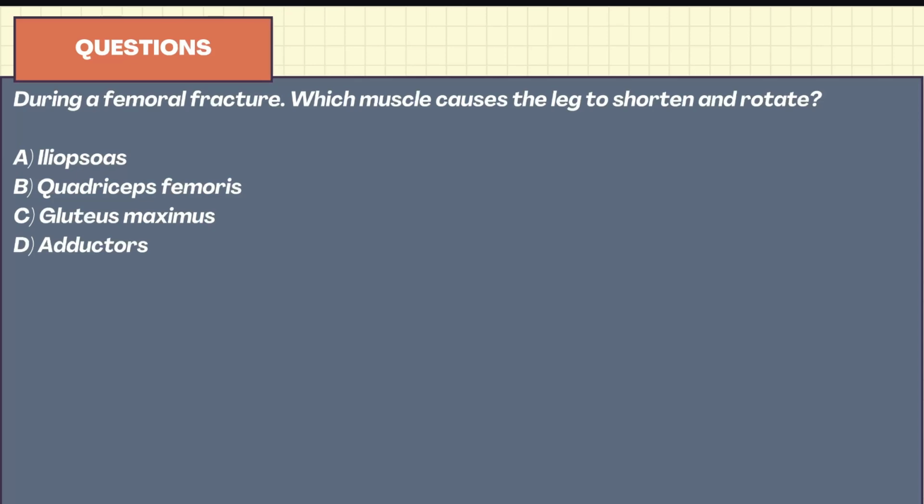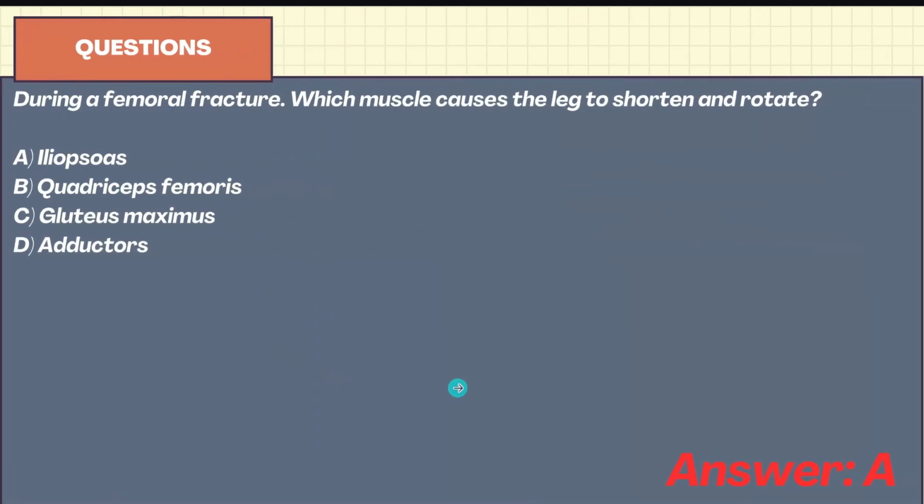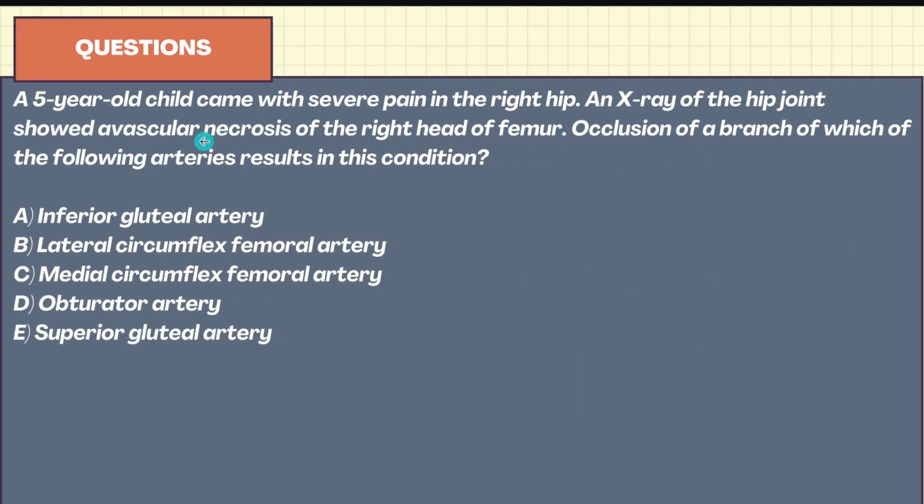Okay, and shortening during femoral fracture, you're going to have the iliopsoas. As we said, the iliopsoas is going to flex the proximal part of the femur, and this flexing is going to cause shortening.